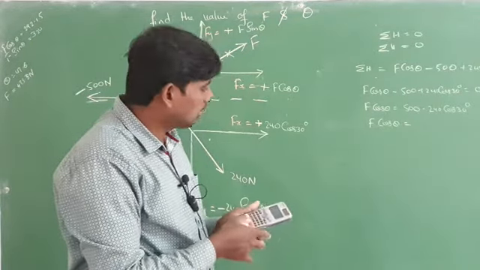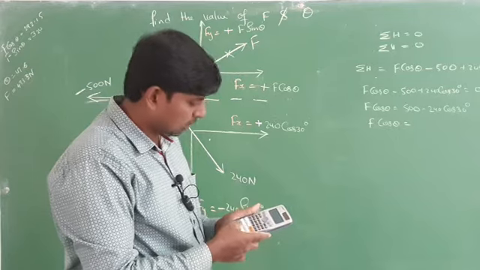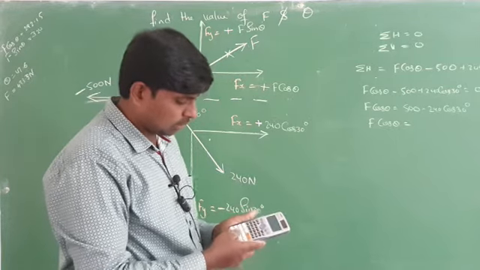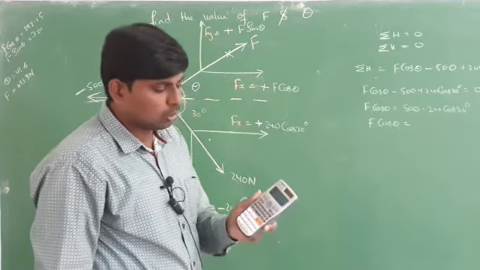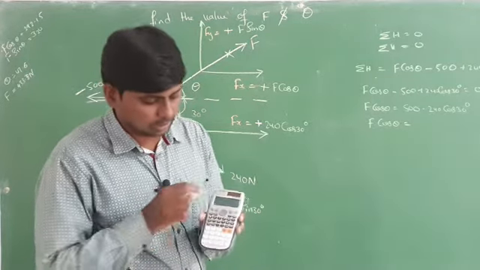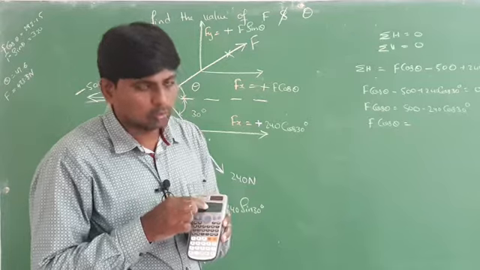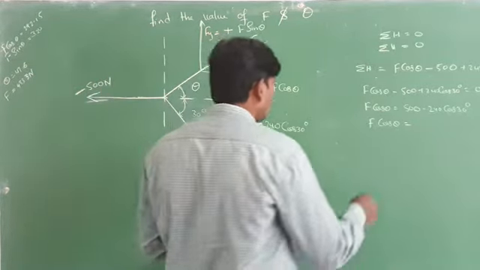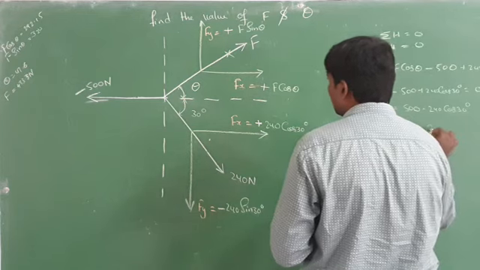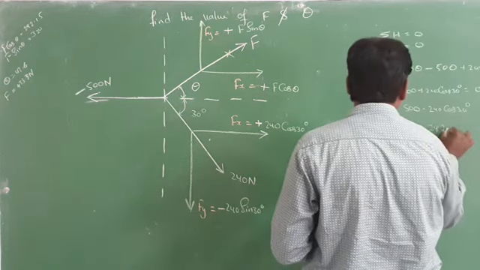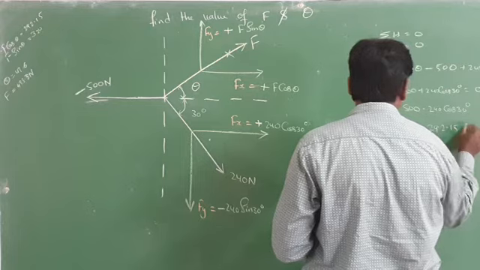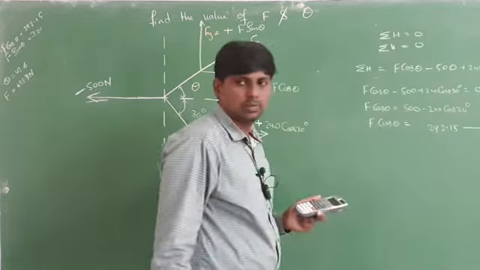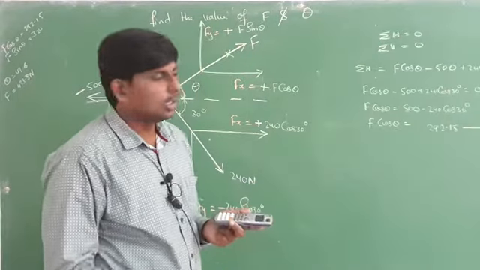how much is the value? 500 minus 240 cos 30 degree, how much? It comes to 292.15. Okay, this one is considered as equation 1.